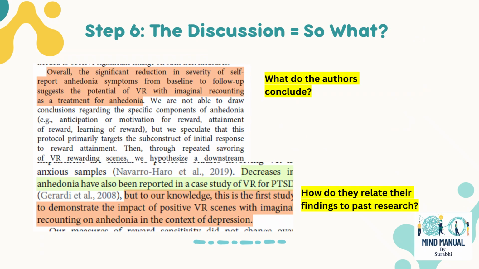Now the next step is decoding the discussion section. So here's where you get the summary. Why we did it, what did we conclude, whether the result that we have got is significant or not, how do we relate this to findings in the past. Like in this particular study that we have taken, for example, it says decrease in anhedonia has also been reported in a case study of VR for PTSD. So this particular treatment has been proven to show results in PTSD.